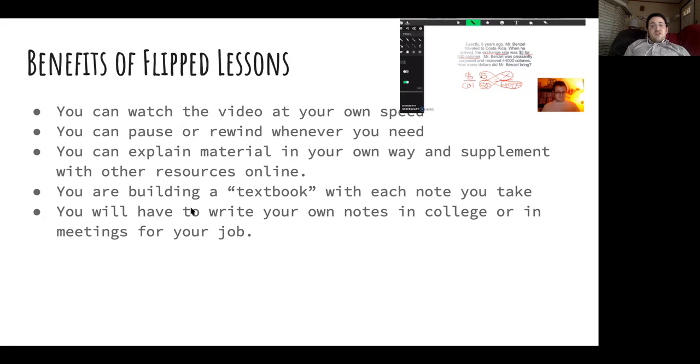And also, this is going to help you be prepared for college, because in college, you will be expected to write your own notes in the course. Or even if you are choosing to go somewhere else other than college, if you are sitting in a meeting in a job, you need to take notes of what is going on in the meeting.